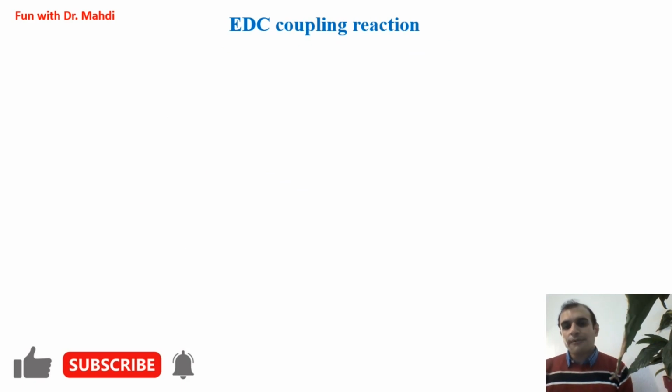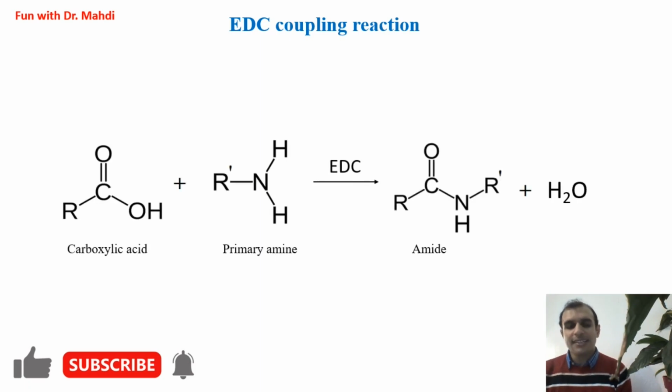The second type of amidation reaction is EDC coupling reaction. EDC coupling reaction, again, is a reaction between carboxylic acid group and a primary amine, and the product will be an amide. That's why again we call this reaction amidation reaction. But please note, we need to use EDC, or ethyl dimethylaminopropyl carbodiimide. It's very important. We need to use this catalyst to do this reaction. Again, in the presence of this catalyst, this reaction can be done very fast. I mean, in 1 hour, this reaction can be done.